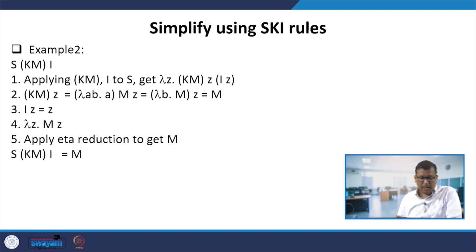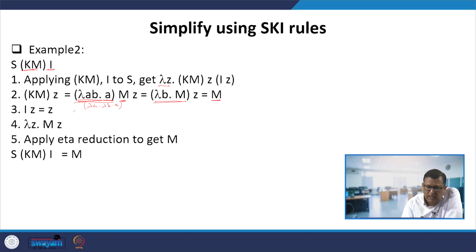Next example is S K M I. Now again we have S of two terms. So, we have lambda z dot K M z and I z. Now, K M z will be, this is lambda a lambda b dot a, applied to M. So, that is lambda b dot M. Lambda b dot M z, b does not occur here. So, this is M.